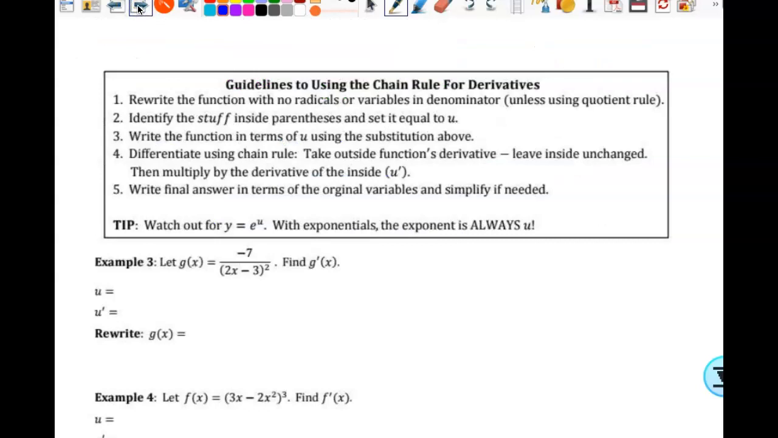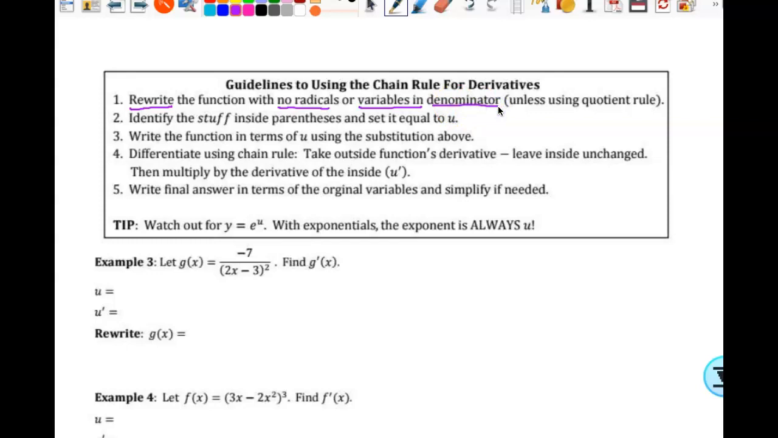All right. So here are our guidelines. They're good to have and good to read, but I know sometimes it just looks like a lot, and it's really not as bad as it looks. We always want to start by rewriting. Maybe all functions need to be rewritten, but you want to make sure you have no radicals or variables in the denominator, unless using a quotient rule.